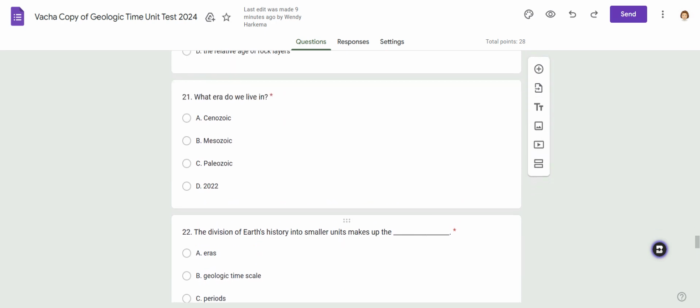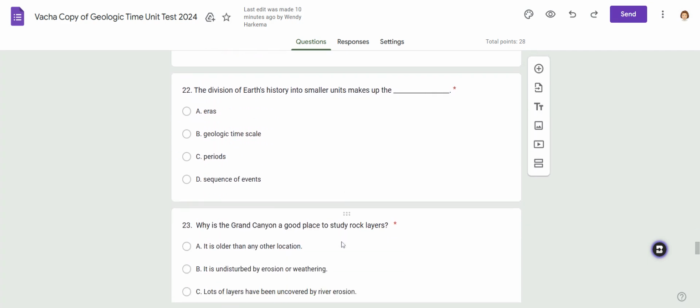21. What era do we live in? A, Cenozoic, B, Mesozoic, C, Paleozoic, D, 2022. Number 22, the division of Earth's history into smaller units makes up the blank. A, eras, B, geologic timescale, C, periods, D, sequence of events.